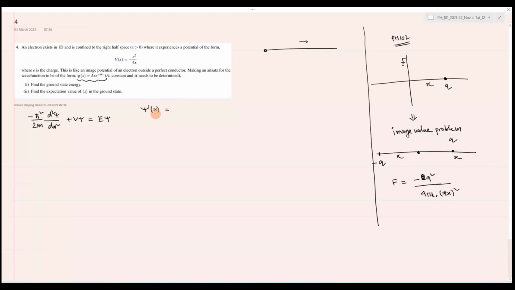Psi prime x will become a times (1 minus alpha x) e to the power minus alpha x. Correct? Yes, Bhaiya. Psi double prime will become a times [minus alpha plus (1 minus alpha x) into minus alpha]. So it will become minus 2 alpha plus alpha square x, times e to the power minus alpha x. Correct?